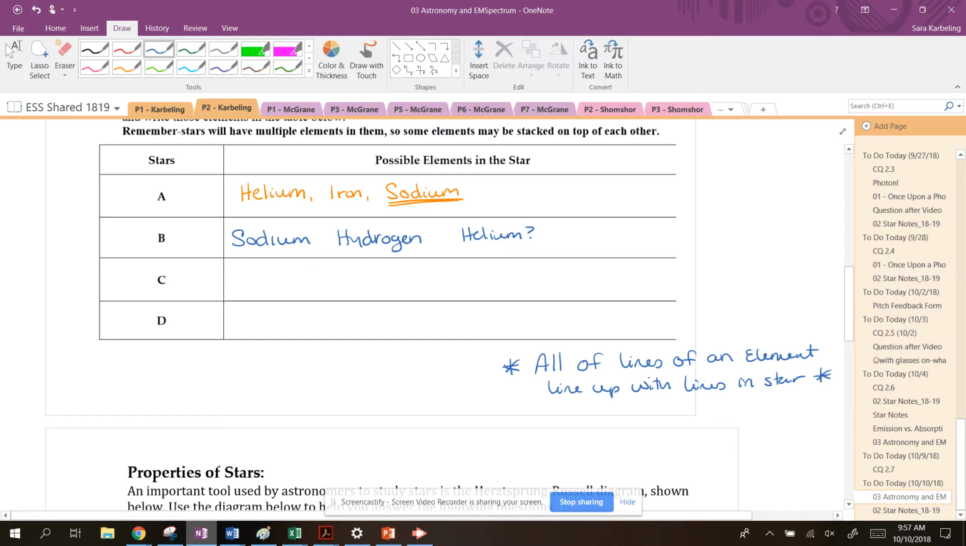What did you say for C? What did you guys have in star C? Iron, hydrogen, and sodium are the ones that I had written down. Yep. And then how about for D? Hydrogen. I didn't see any sodium, but there was a question mark by that one for me. I saw some helium in there too, but I may have missed that.